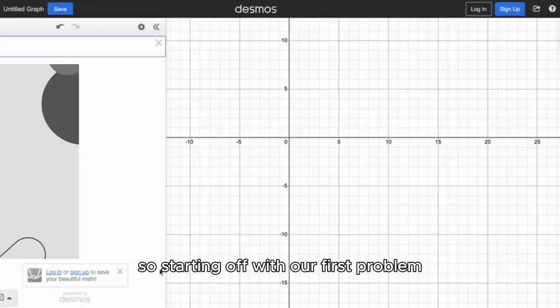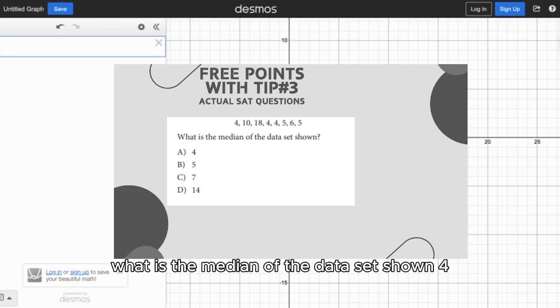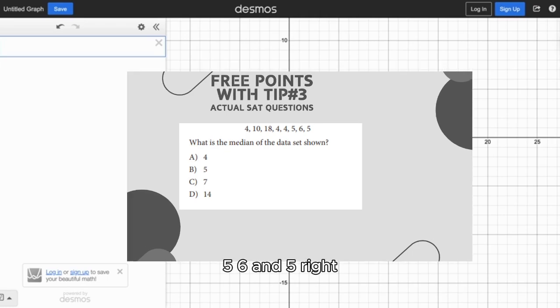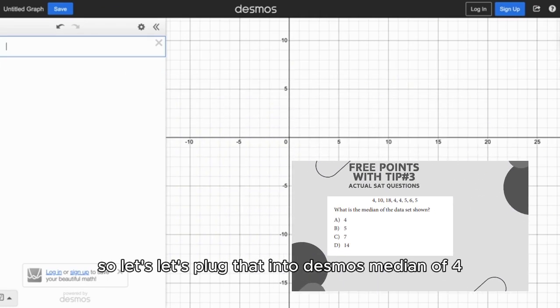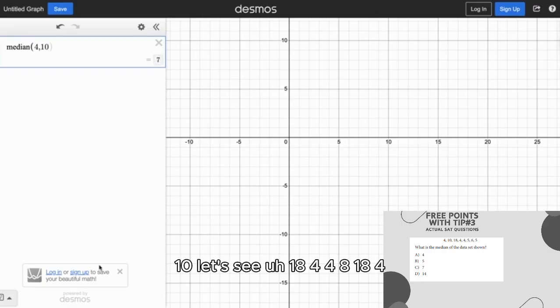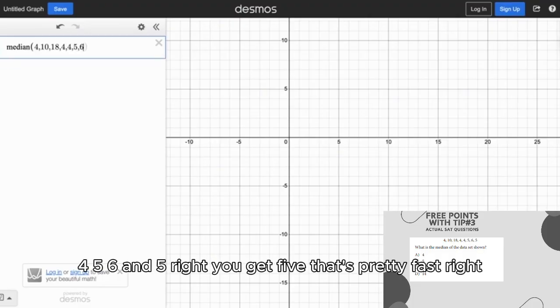So starting off with our first problem, what is the median of the data set shown? 4, 10, 18, 4, 4, 5, 6, and 5, right? So let's plug that into DESMOS. Median of 4, 10, 18, 4, 5, 6, and 5, right? We get 5. That's pretty fast, right?